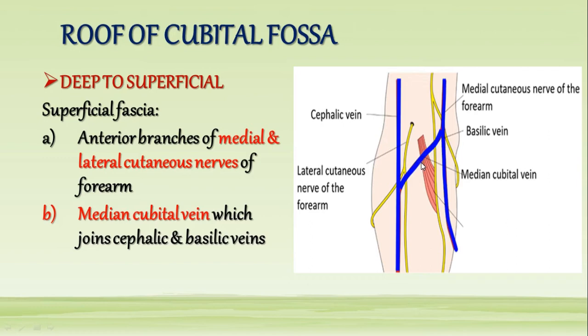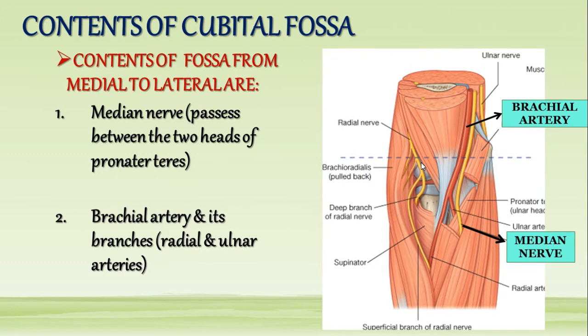So, in the superficial fascia, the vein is superficial, while the nerves, in relationship to the vein, are deep. The contents of the fossa from medial to lateral are, but before I go to the contents, we will briefly revise the boundaries. Okay, so cuboidal fossa is actually a triangular depressed area anterior to the elbow joint.